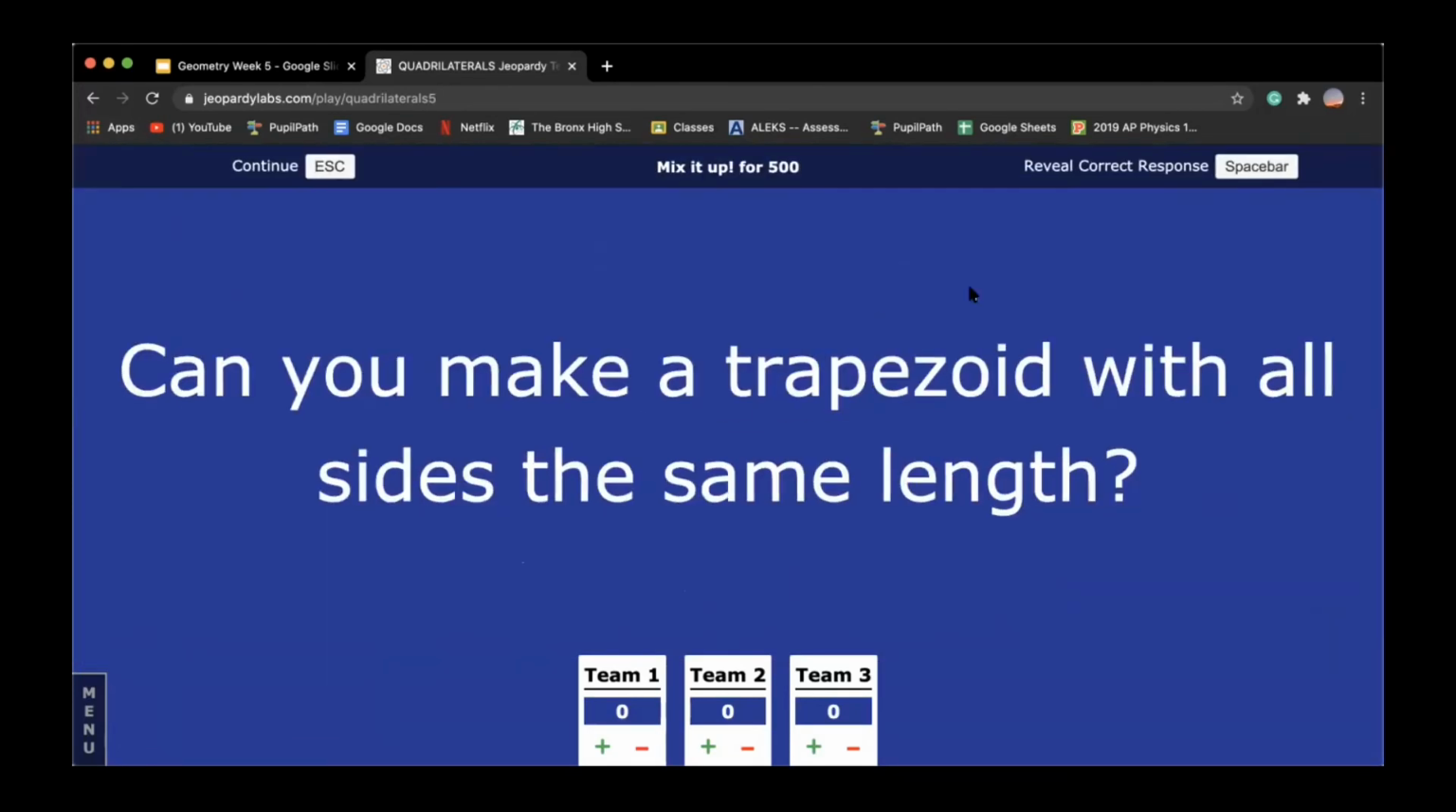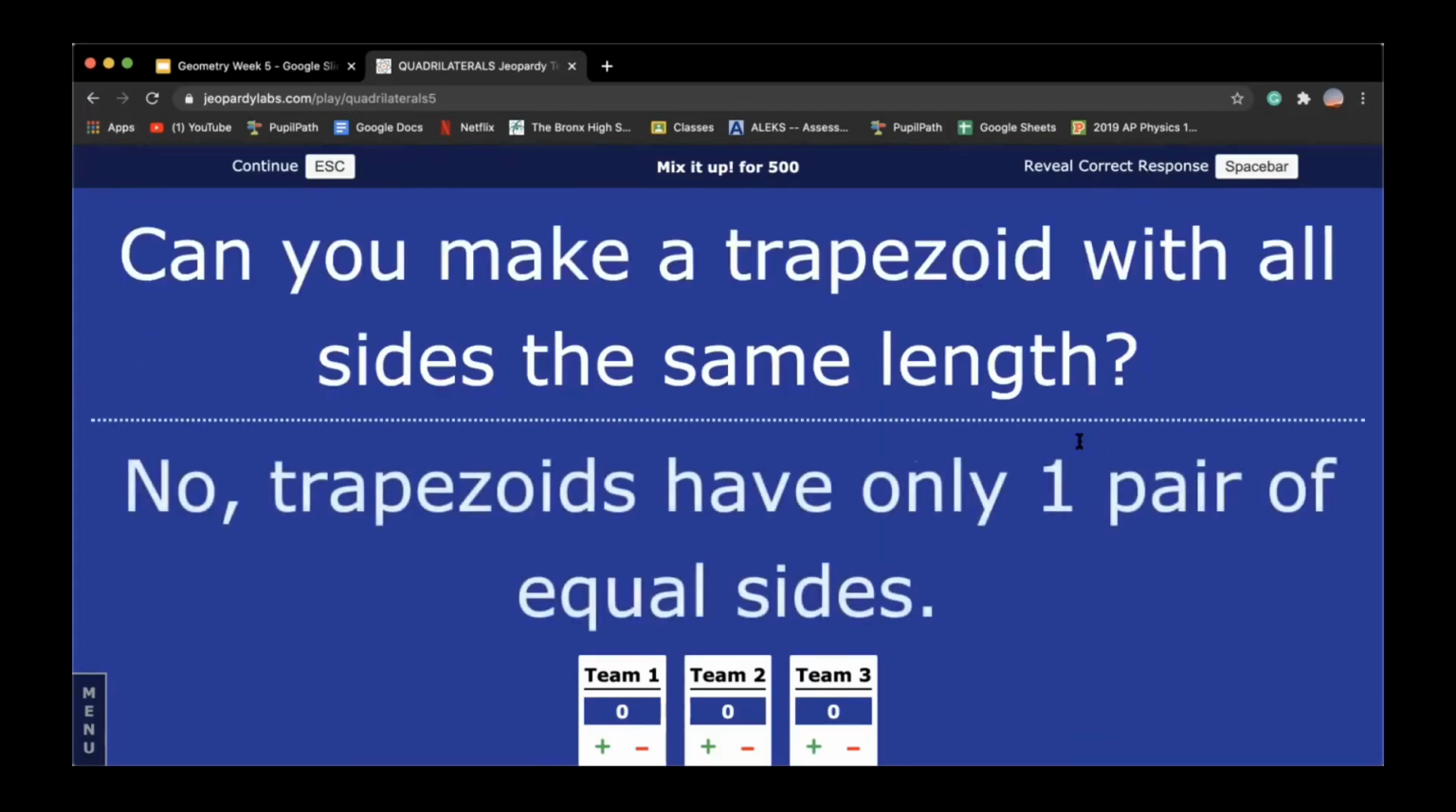Last question. Can you make a trapezoid with all sides the same length? No, that is not possible, because the bases are always different, and that's why it's called a trapezoid. If they were the same, it would be a different shape. The legs can be the same in the case of an isosceles trapezoid, but the bases are always different. So it cannot have all sides be the same length.